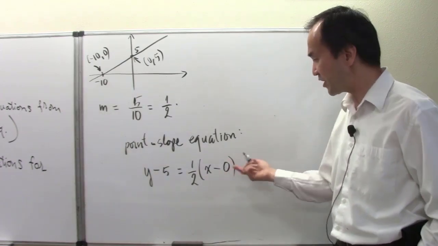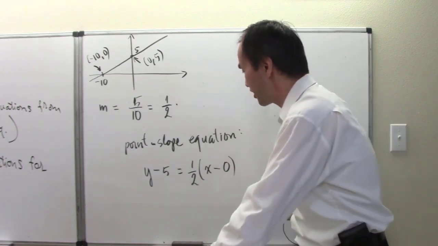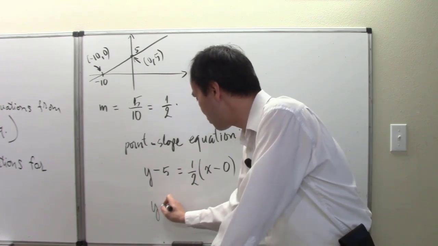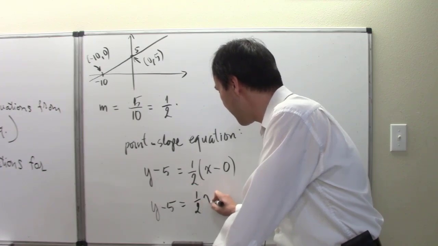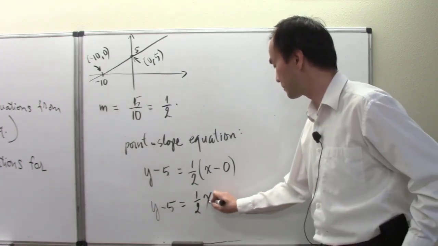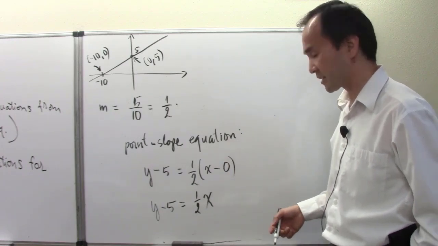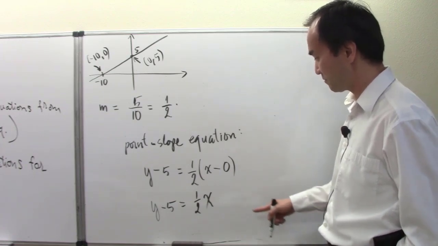But this Cartesian equation is not so helpful in order to see the parametric equations. And so we're going to rewrite that a little bit. Here we can write it as y minus 5 equals 1/2 x, because x minus 0 is just x. And so now at this point you have your Cartesian equation. So a couple of options from here.